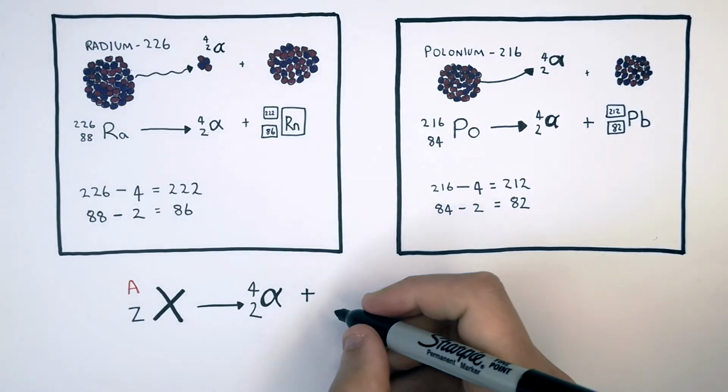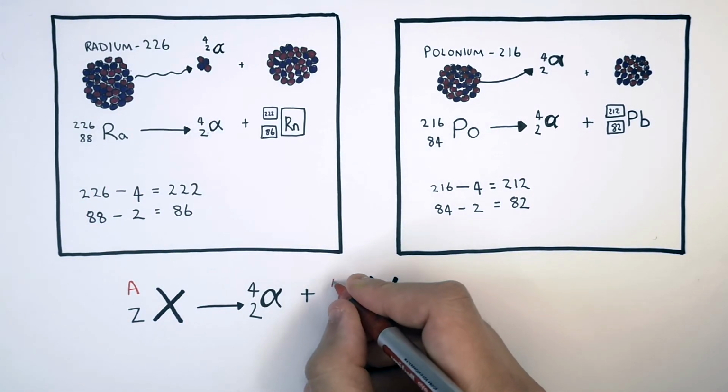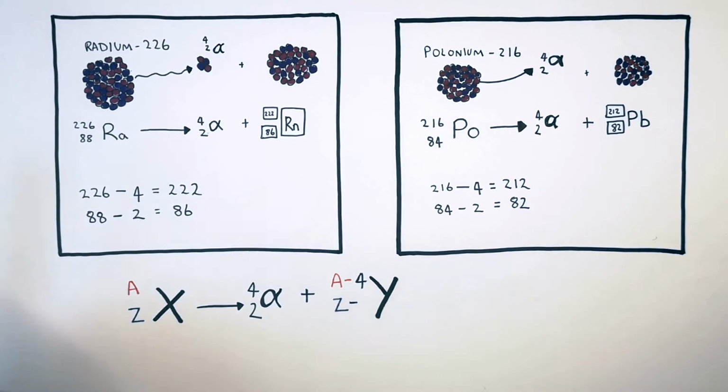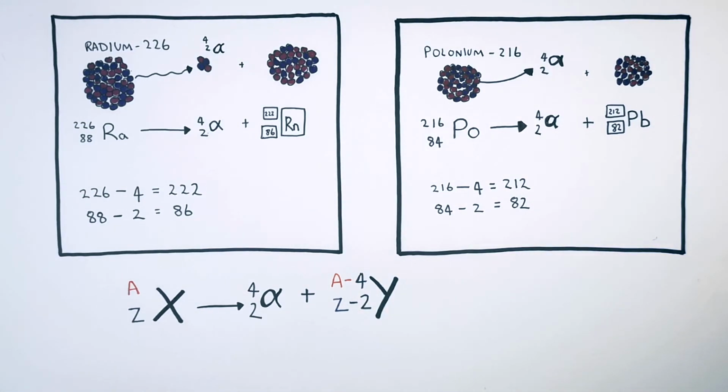To work out the new relative atomic mass of the new element Y, you subtract 4 from the relative atomic mass of X, and then you subtract 2 from the atomic number. And for alpha decay, it is always minus 4 from the top, minus 2 from the bottom.